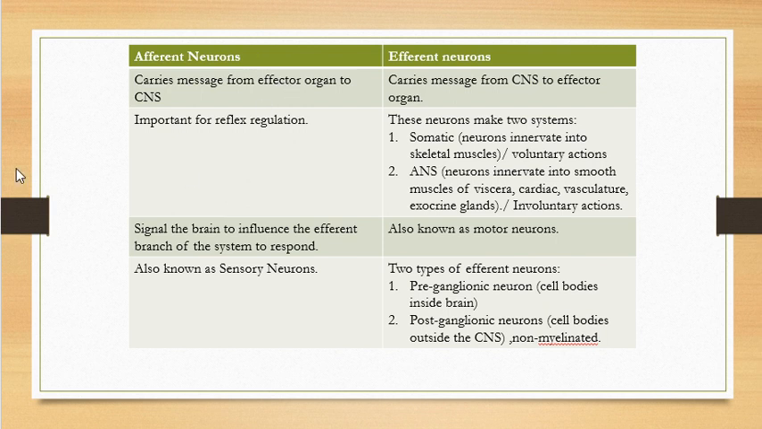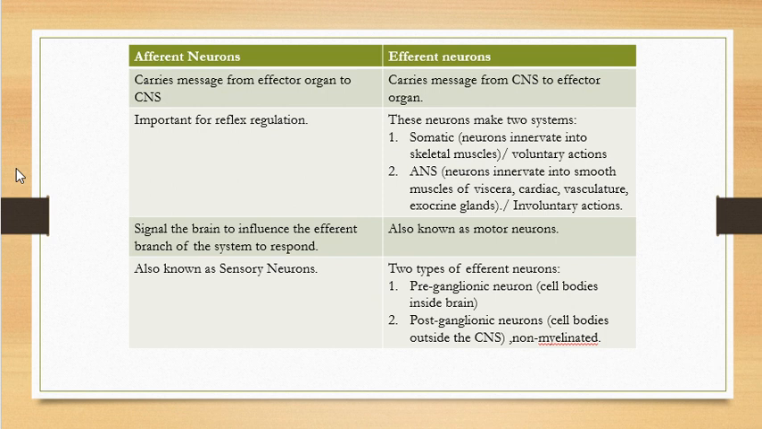Afferent neurons are important for reflex regulation, while efferent neurons make two systems, which are somatic and ANS, that we have earlier discussed in our second slide. The somatic system is the system when the efferent neurons innervate the skeletal muscles, while ANS is the system formed when the efferent neurons innervate the smooth muscles of viscera, cardiac vasculature, and exocrine glands, and they are involved in involuntary actions.